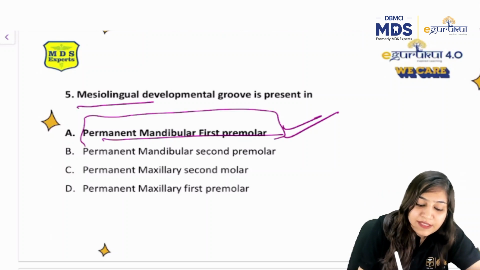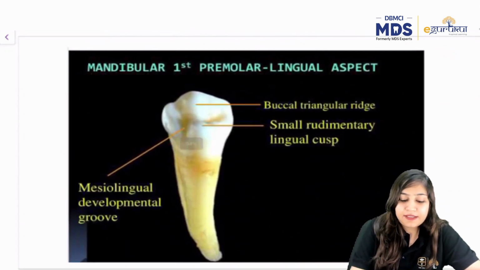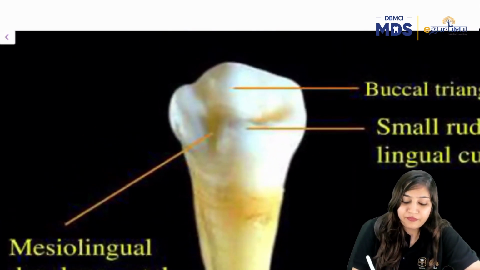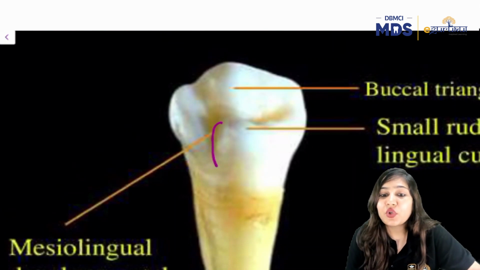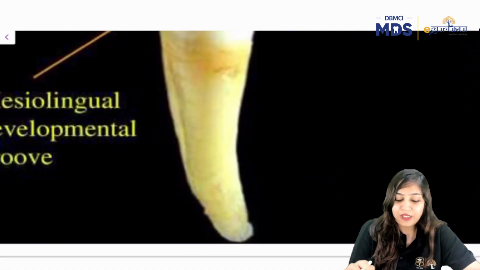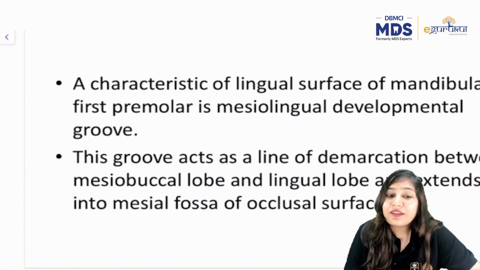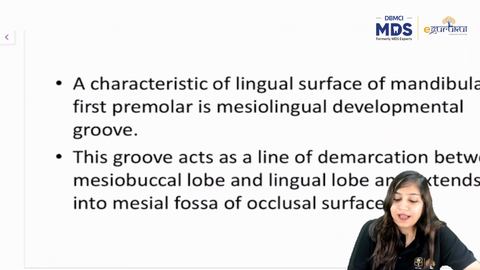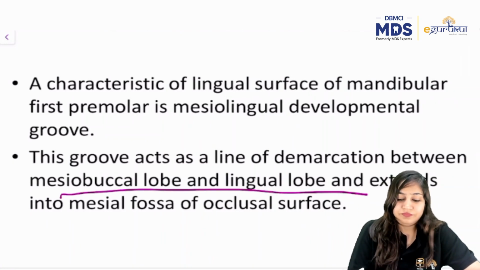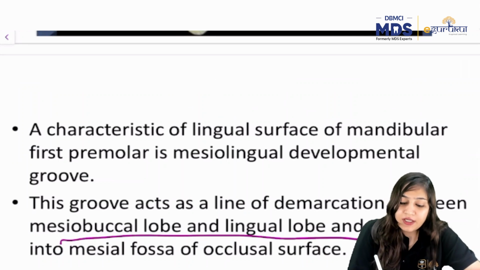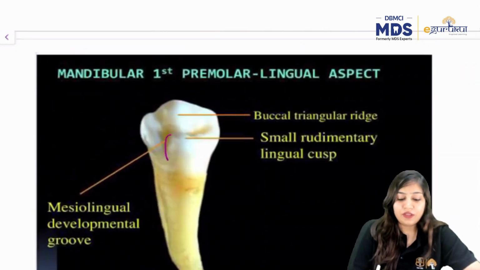So remember mesiolingual depression. What is this mesiolingual depression? In this diagram, you can appreciate this depression. This is mesiolingual depression. It is mainly separating what? Mesiobuccal lobe and the lingual lobe. And it is mainly present on the lingual surface of the mandibular first premolar.